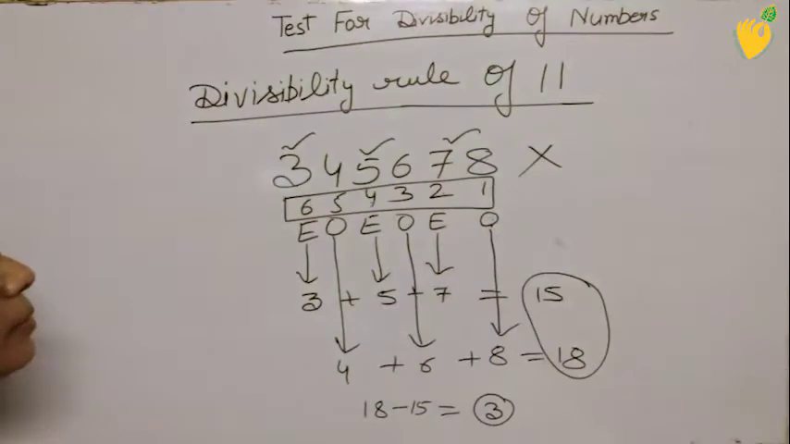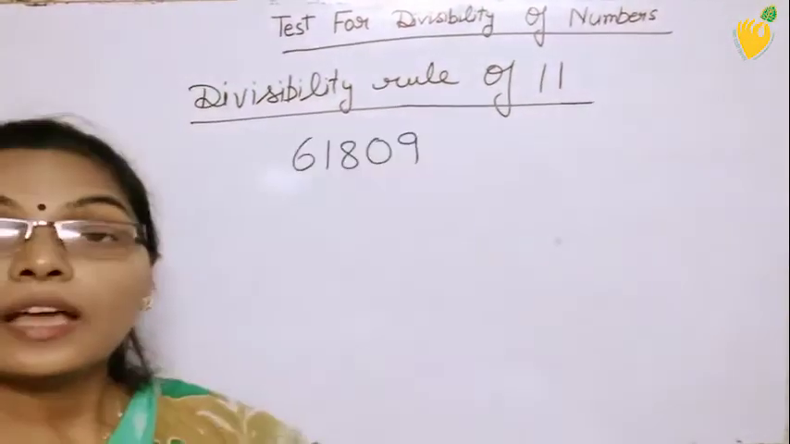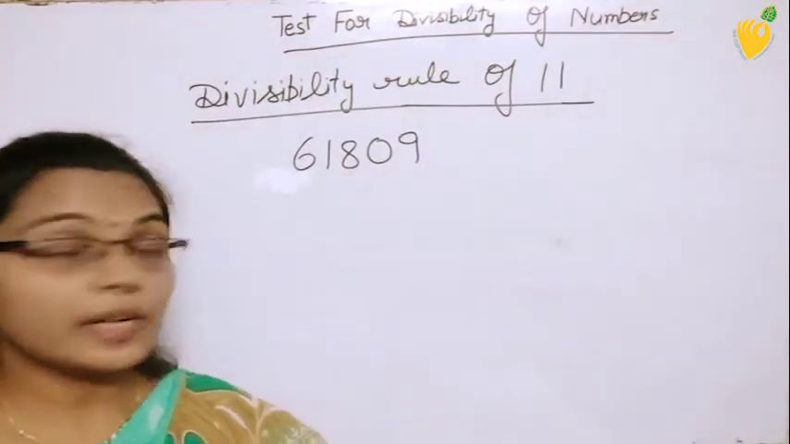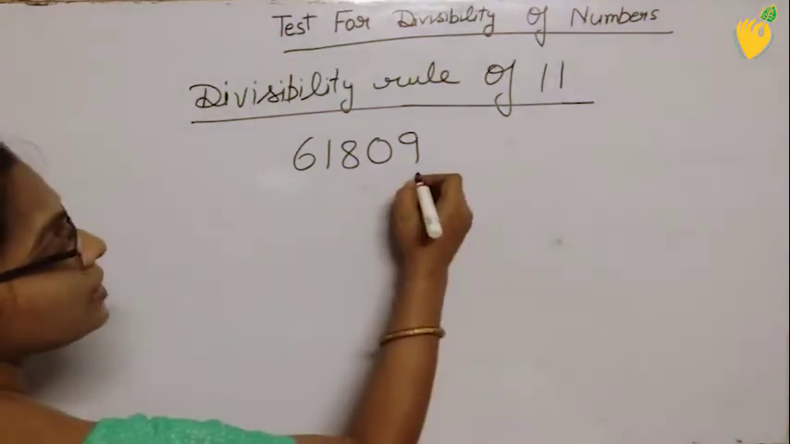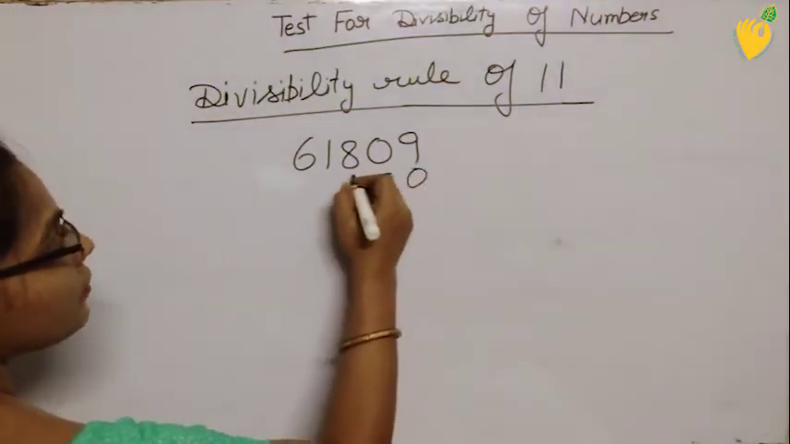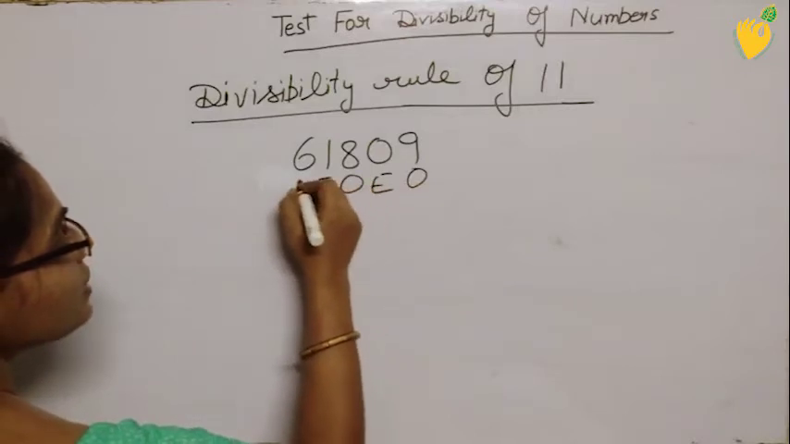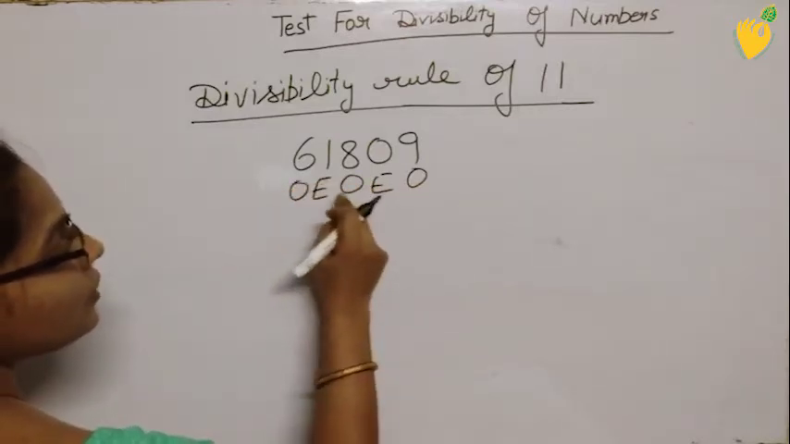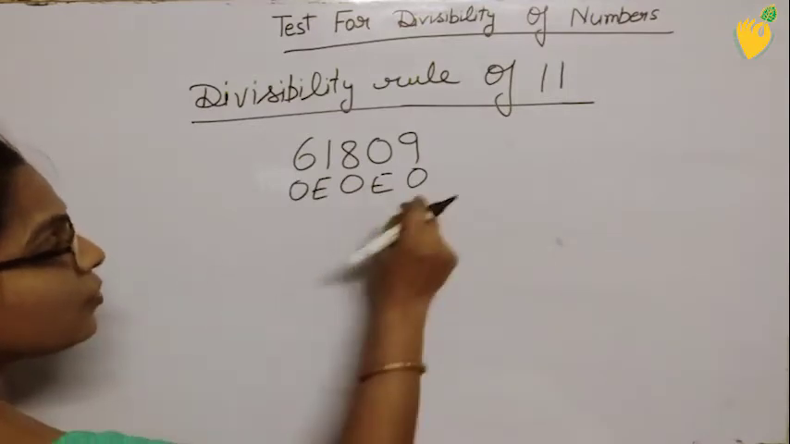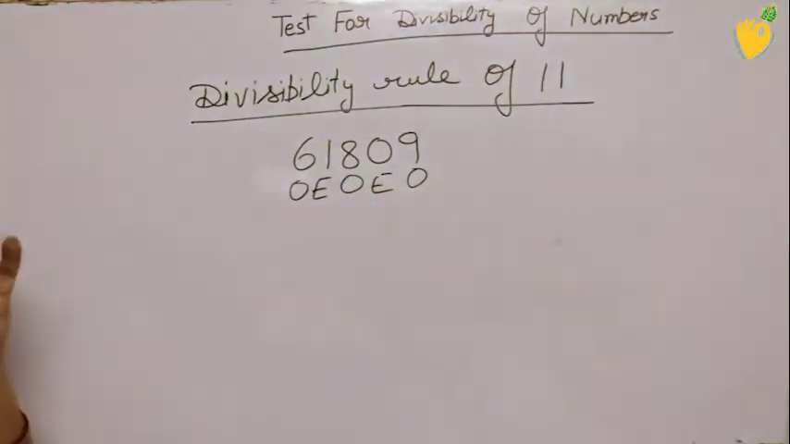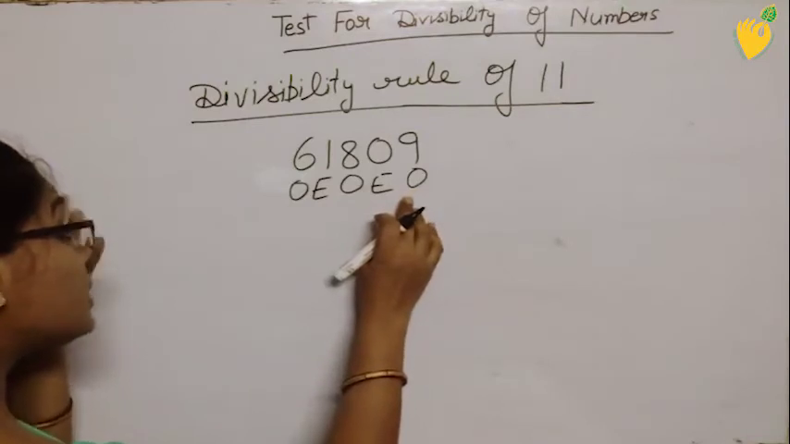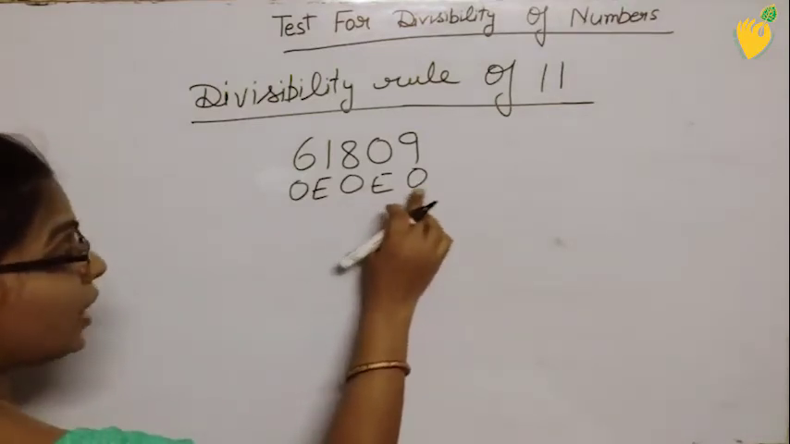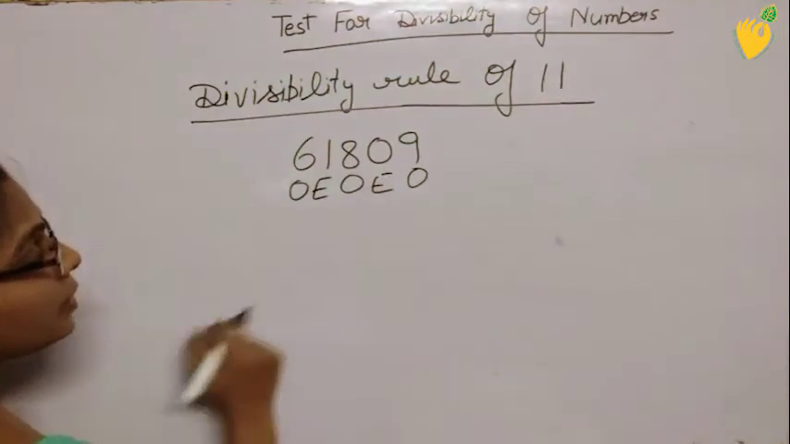So this number is not divisible by 11. Let's take another example, students. 61,809. So what are the digits at even places and what are the digits at odd places? Odd, even, odd, even, odd. We will always start with odd because the first digit is 1, because we always start placing the digits from 1, 2, and 1 is an odd number.